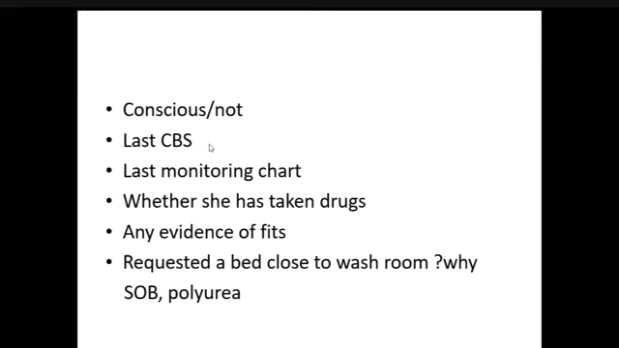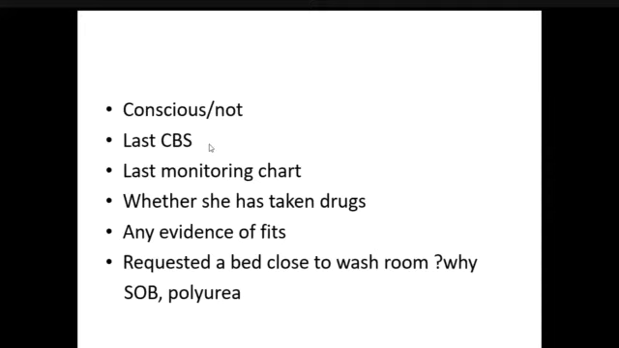And as somebody mentioned in the chat box, you have to get the patient's BHT and check what is the last CBS, because she's a diabetic patient on treatment, right? And we can see the last monitoring chart to check whether this patient's saturation was all right, because the patient is tachypneic. So whether her saturation is okay. And then we can ask whether she has taken the drugs, right?